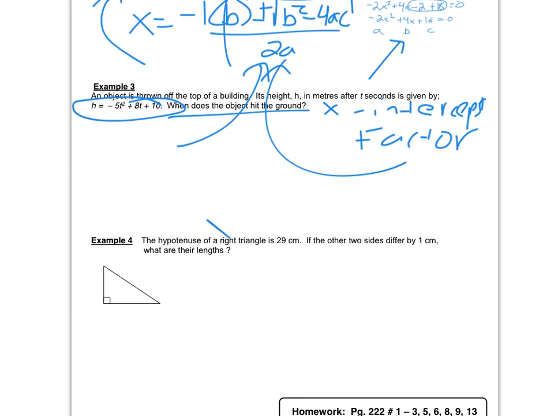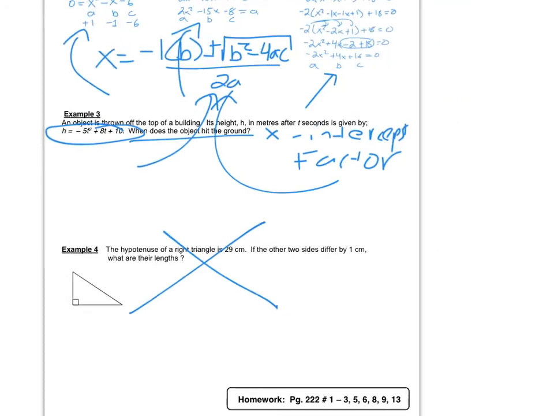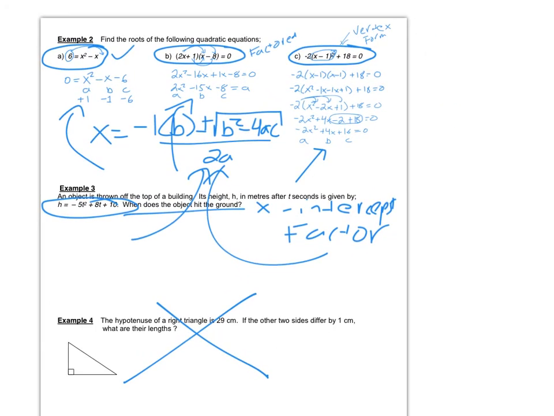For example number 4, we're not going to go there. We're not going to do it. We're going to leave it blank just because of the issues that we're having with the pandemic and what I really need to cover with you, which is the overall expectations.